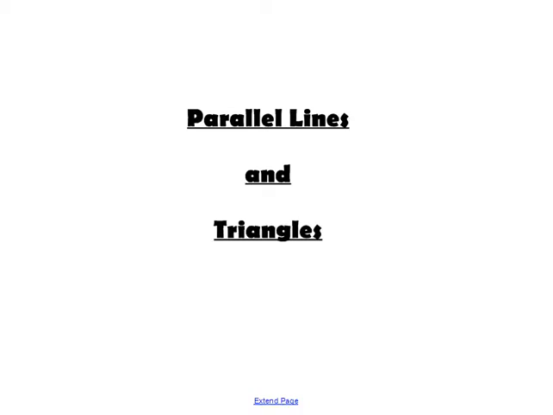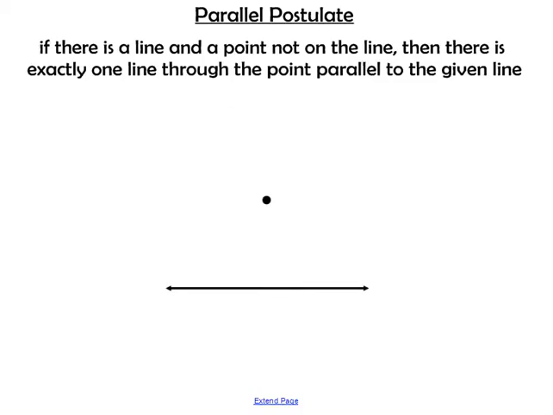Parallel lines and triangles. The parallel postulate states that if there is a line and a point not on the line, then there is exactly one line through the point parallel to the given line. What that means is if I give you this line here and some point that's not on the line, and I asked you to draw a line through that point, but it has to be parallel to this one, there is only one line that can be drawn.